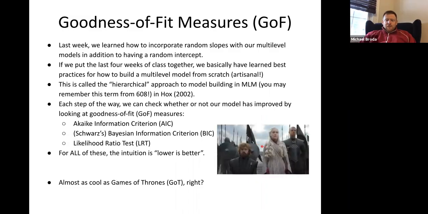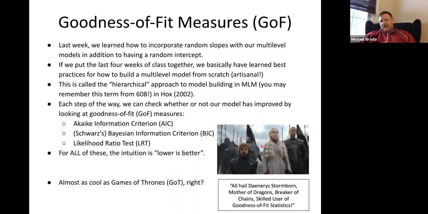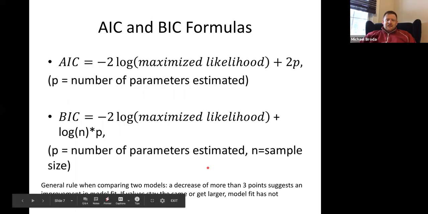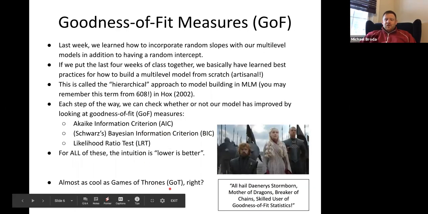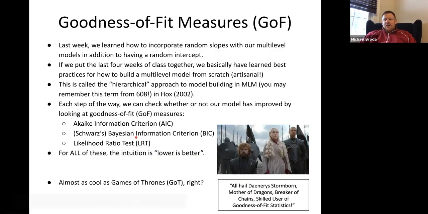And what we're looking for, and I had to bring in Game of Thrones here. The only reason being that the abbreviation for Game of Thrones is GOT, and goodness of fit is GOF. But if you watch Game of Thrones, you know that this character Daenerys has a very long, fancy name. And as part of that name, I would like us all to be skilled users of goodness of fit statistics by the end of this. So the thing to keep in mind here with fit statistics is lower is better. That means we're explaining more of the probability space and that our models are explaining more of our outcome.